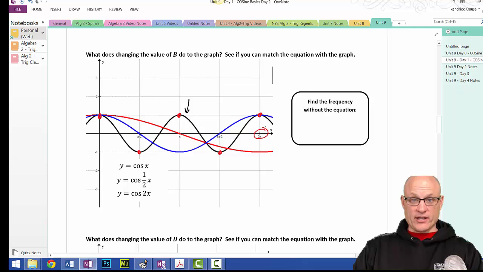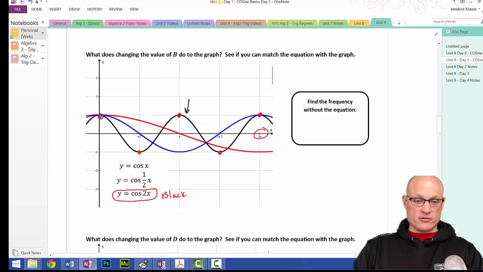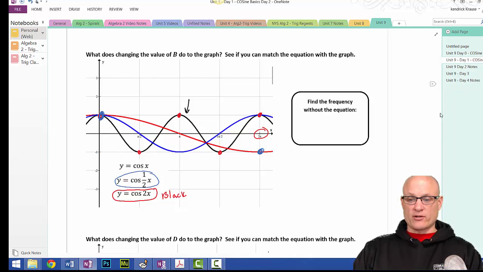Well, that's the frequency then. Frequency is 2, so that would be this one right here. This is the black one. Now, if you look at the red one, it has a maximum here, but it only goes here. I don't even get to go back up. I've only gone down. I haven't been able to come back up. So I've really only finished half of a cosine curve in 2 pi, and therefore my frequency for that one is 1/2. Nothing's new here. And the blue one is just the normal cosine curve, one full cycle of the cosine curve.